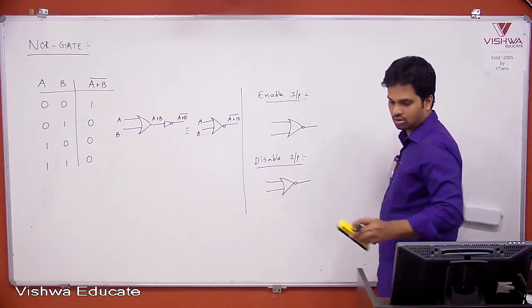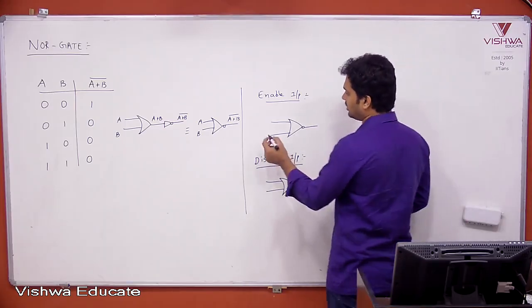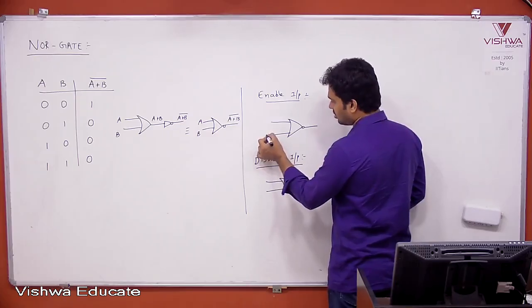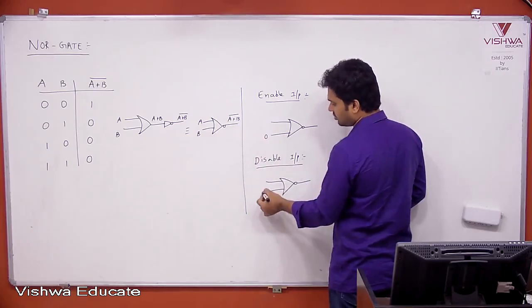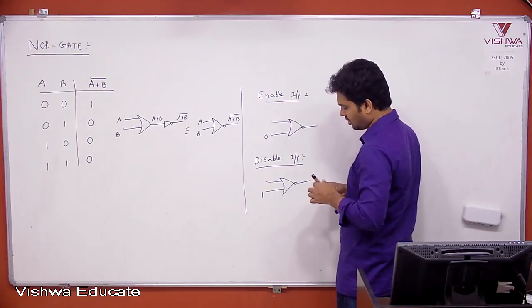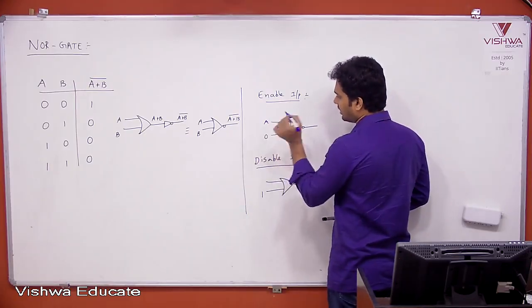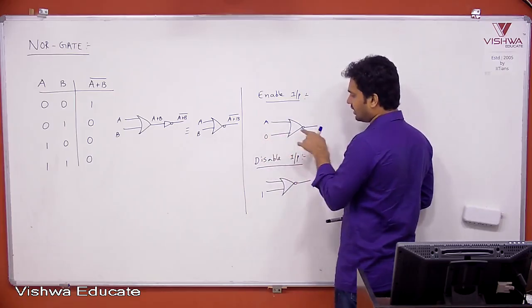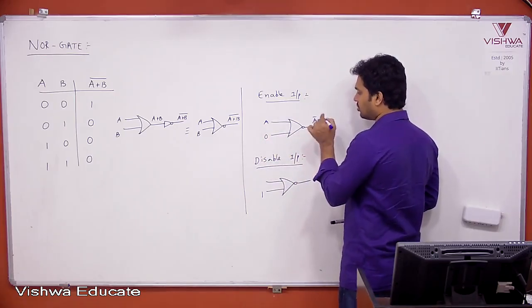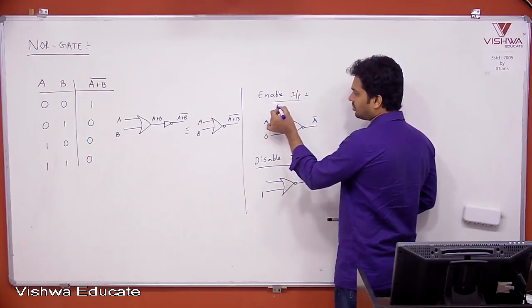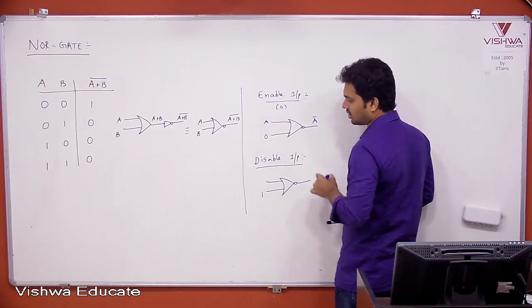Right. Now, if one of the inputs is 0, what happens? If one of the inputs is 1, what happens? Let us see. If one of the inputs is 0, the other input is A. A plus 0 is A, and the inversion is A bar. The output is the inversion of the other input. So the output depends on the other input here.